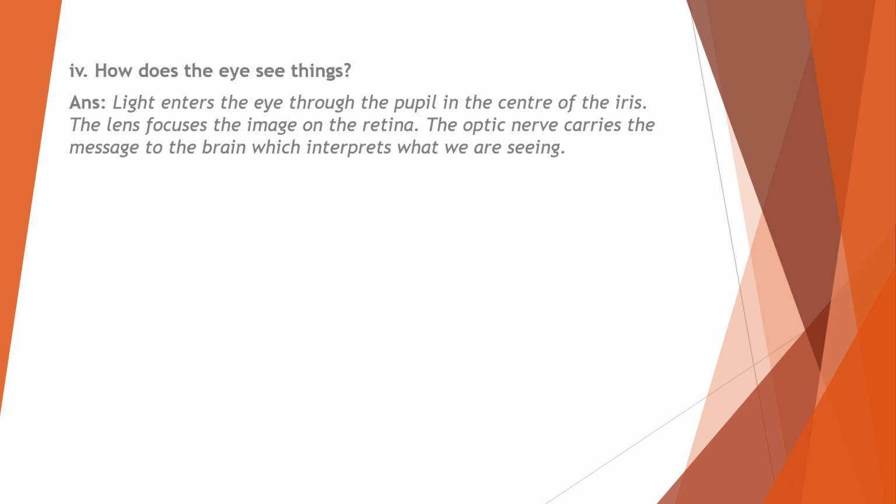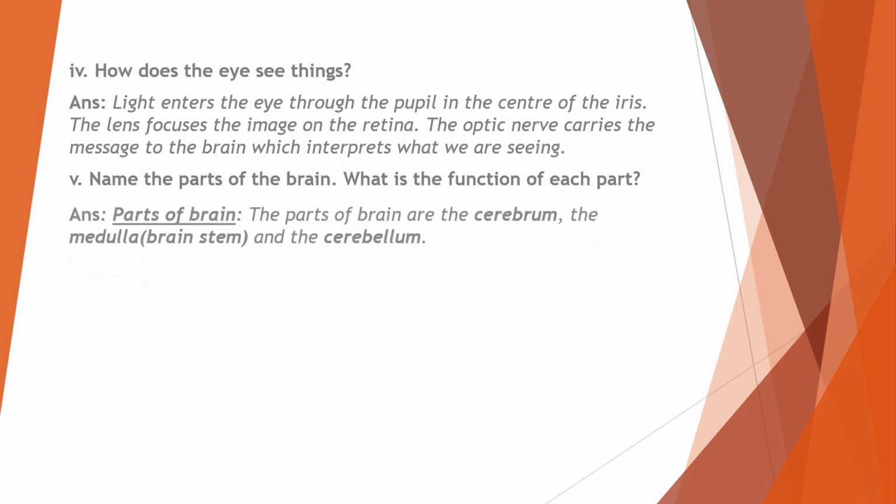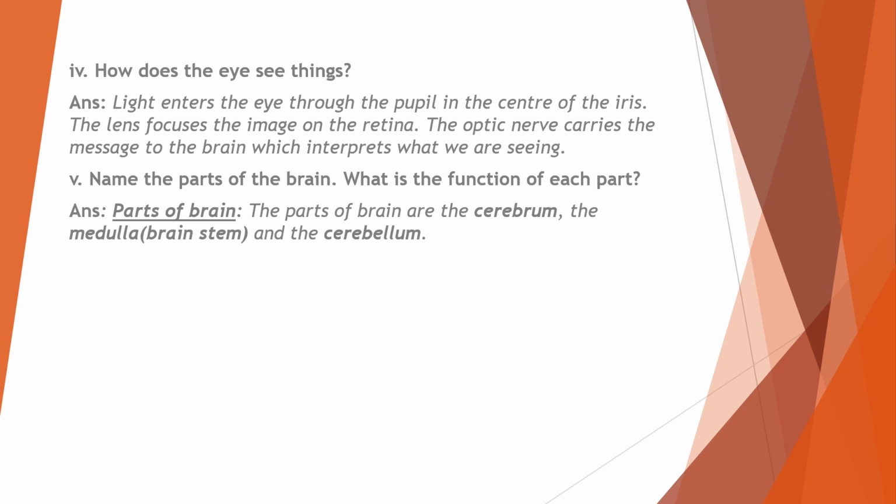Question number 5 is, name the parts of the brain. What is the function of each part? Now there are two parts of this question. In the first part we have to name the parts of the brain, and in the next part we have to tell their functions. The parts of the brain are the cerebrum, the medulla or brainstem, and the cerebellum.